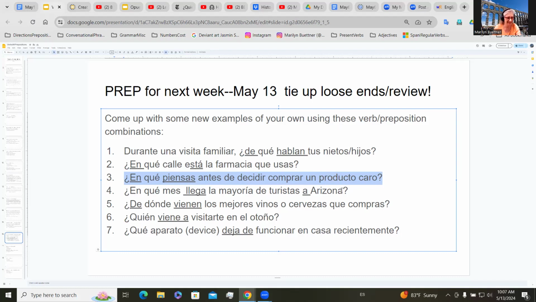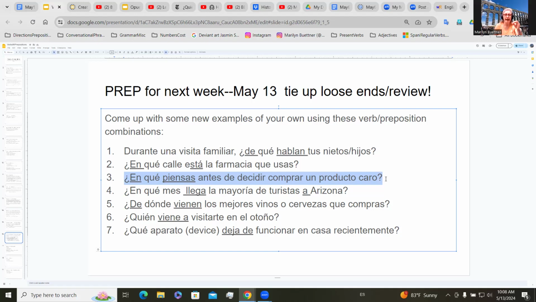¿En qué piensas antes de decidir comprar un producto caro? Un producto caro, an expensive product. Never mind that one. Okay, sí, Julie. Antes de decidir comprar un producto caro, pienso en la frecuencia con lo que usaré. The frequency I will use it. Sí. No, that's okay. Está bien. So I've got some sentences where I've got so many pronouns, I get confused as to which one I put where, but that one's okay.